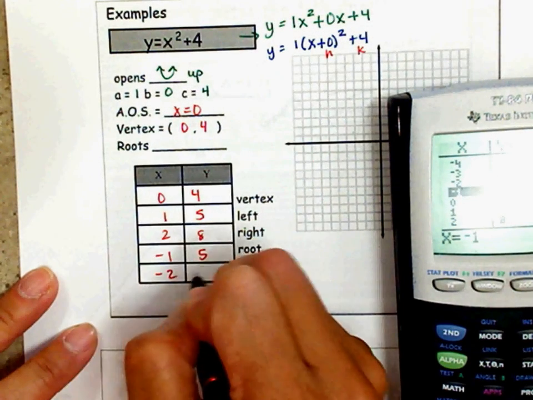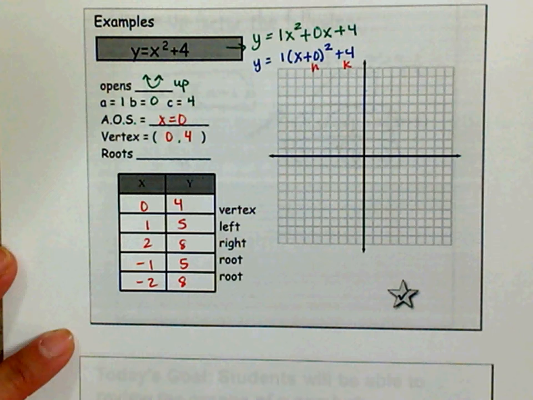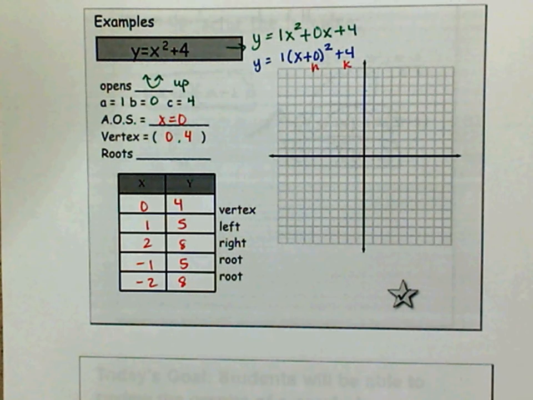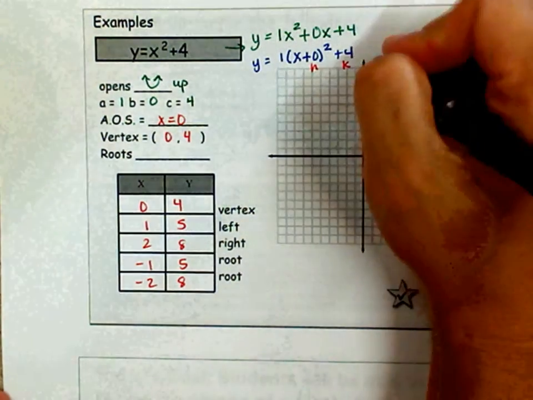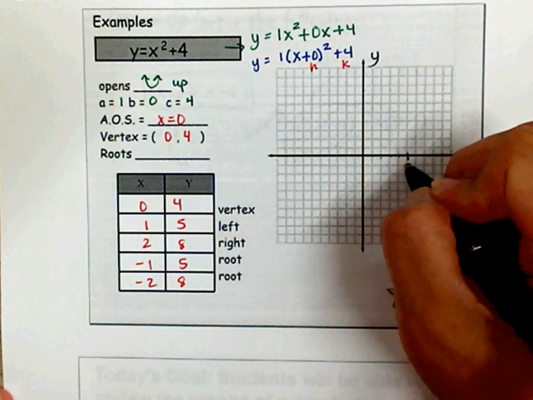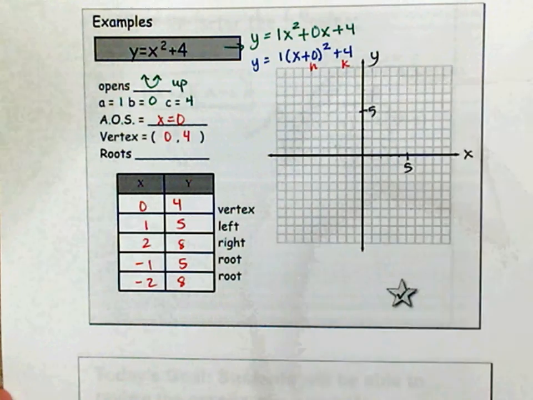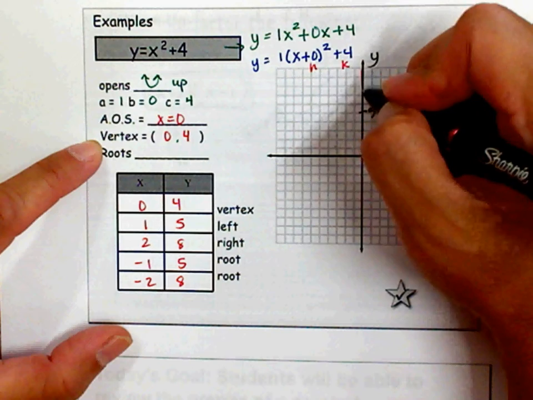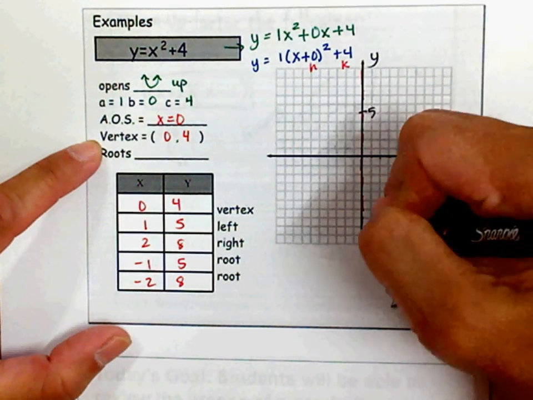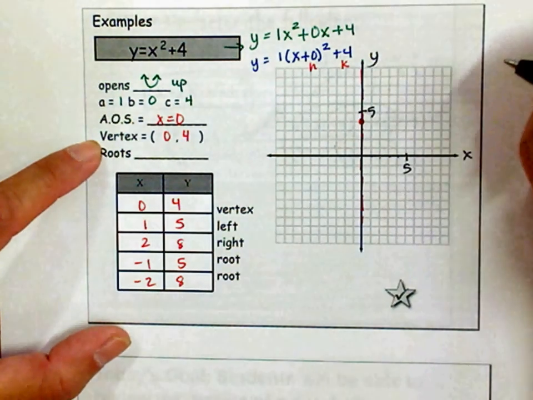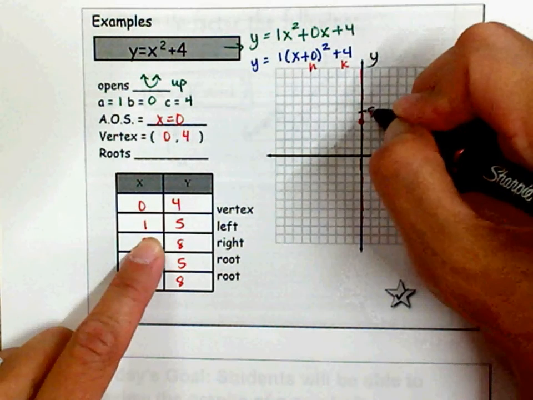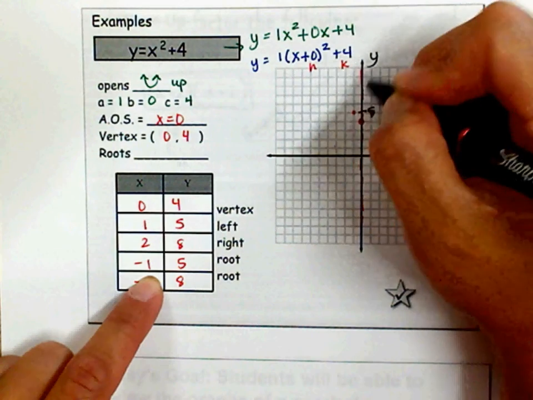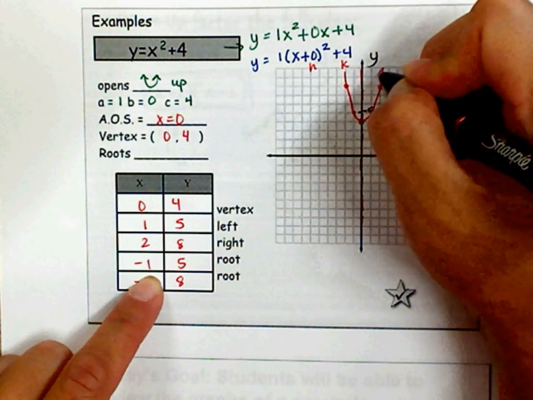Here we go. I've got to get this to work. X, Y. 1, 2, 3, 4, 5. All right, here we go. 0, 4. So your axis of symmetry is 0. Ordered pair is 0, 4. 1, 5. 2, 8. 5, 6, 7, 8. -1, 5. And there I have my graph. It opens up like I said. Does it cross? No, so you have 0 roots.